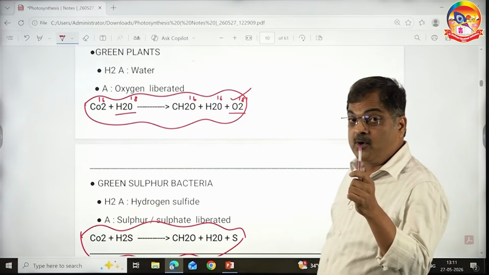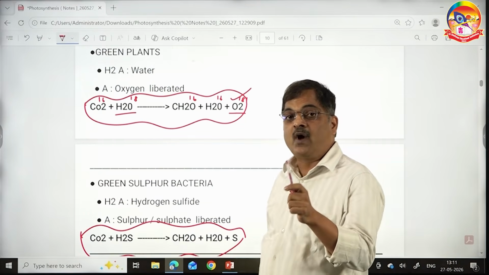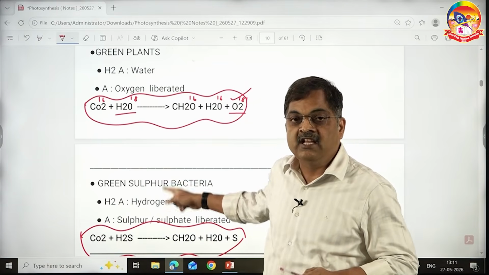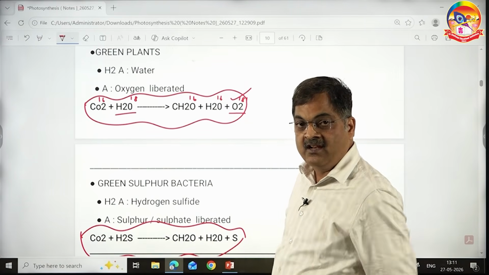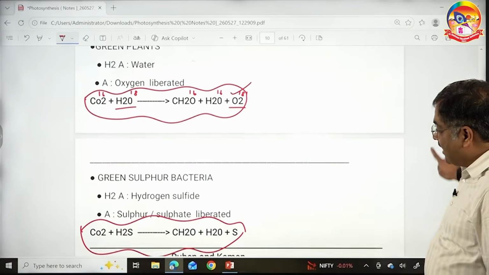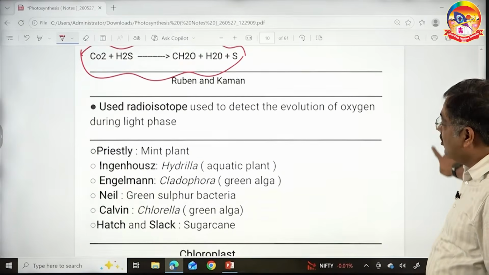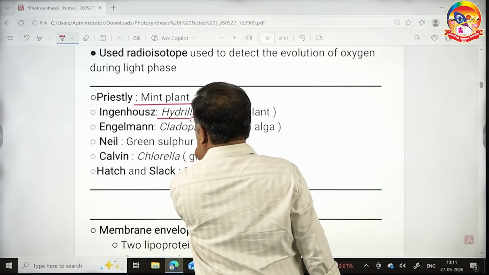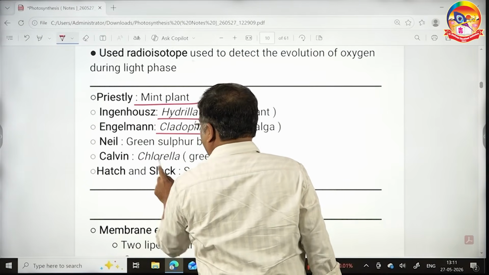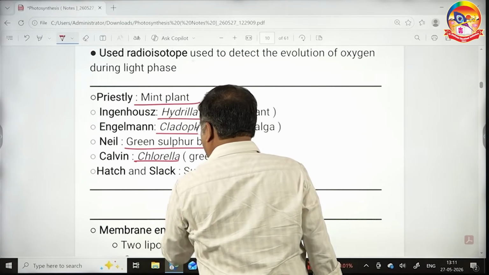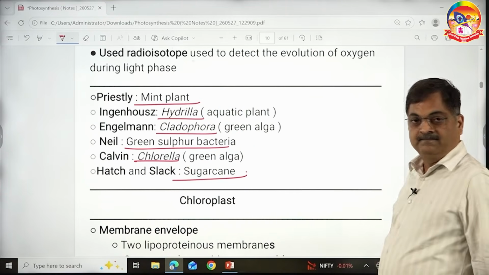And by the way, let me put one question. What are the 2 isotopes used in photosynthesis? In the light phase, it is O18, and in the dark phase by Calvin, it is, yes, you guessed correctly, C14. All right. Then after that, all the scientists' names I kept here, children. Priestley, mint plant. Ingenhousz, Hydrilla. Engelmann, Cladophora, green sulfur bacteria. Calvin, Chlorella. Hatch and Slack, sugarcane.